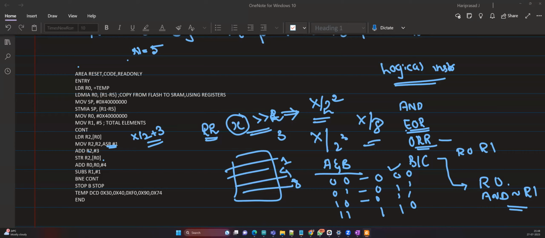Sir, I didn't get the bitwise properly. Can you please repeat it? If I say BIC R1, R2, R3, the result will be stored in R1. What result? R2 and not of R3. That is the entire bits, it will complement. Not of R3. Did you get it? What is the meaning of not of R3? Yes, sir, got it.